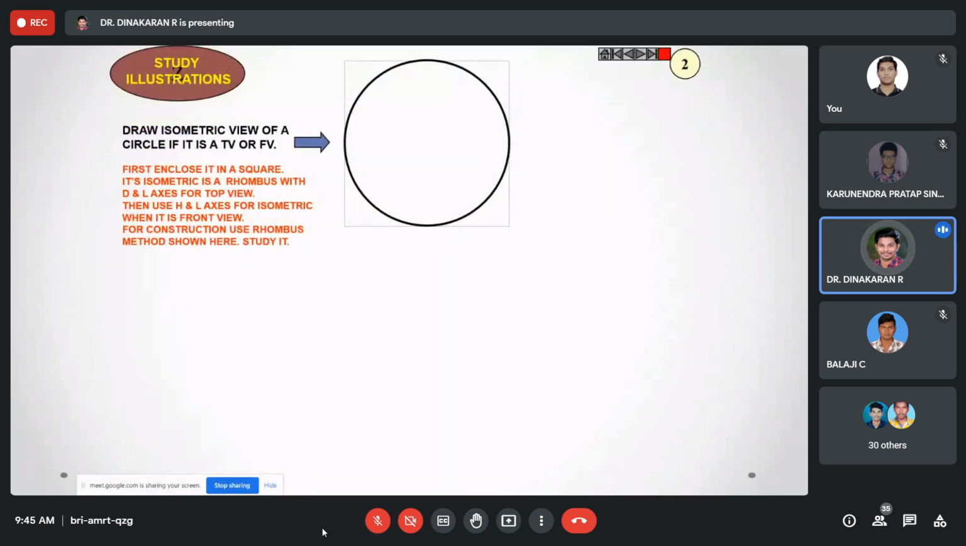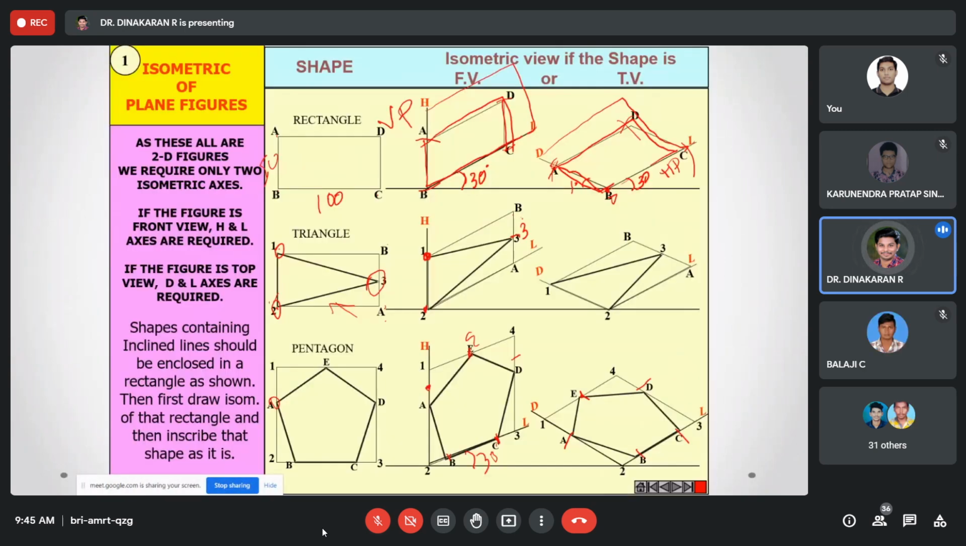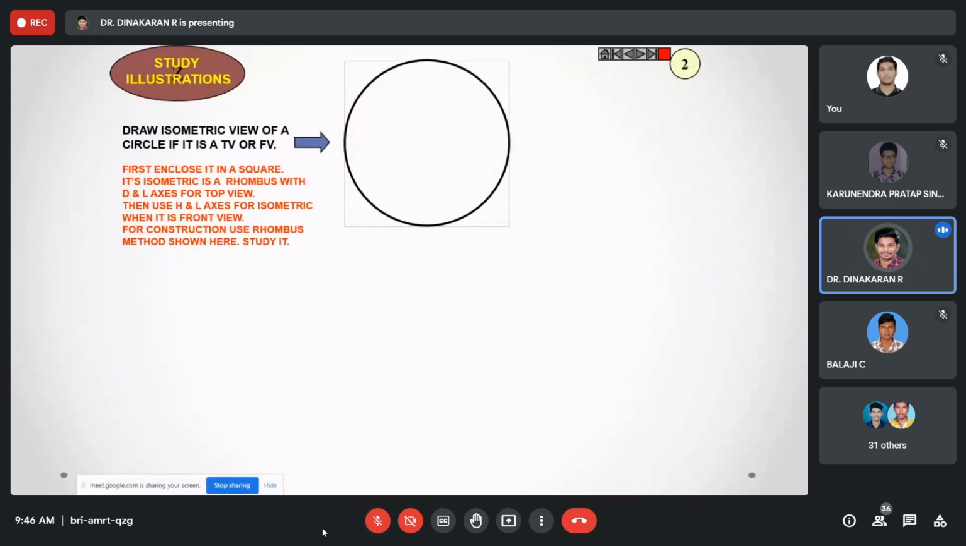For circle, we need to make it as a rhombus method. For this and all, we make it as a box method, but for circle, because what we are drawing as a circle in isometric looks like an ellipse, we need to use the rhombus method to make a circle. So you see, first, for a circle, first you enclose it in a box. Okay, what is the diameter you drew? After that, make it in a square box.